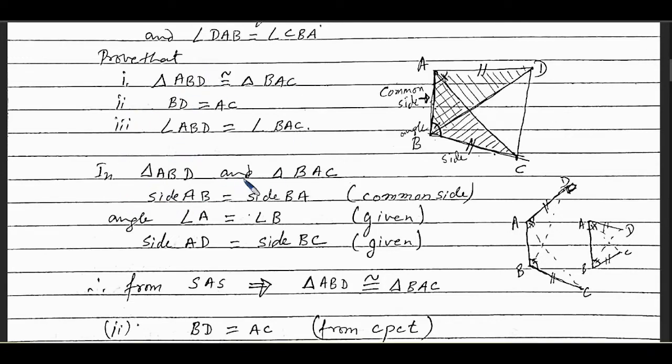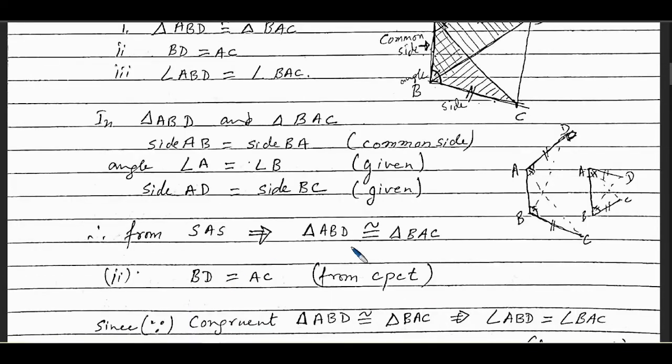So triangle ABD and triangle BAC, side AB. These two triangles both have side AB. This triangle and this triangle have a common side. And angle A is equal to angle B. So I have one side, one angle, and side AD is given, AD is equal to BC. So from side, angle, side, I can say triangle ABD is congruent to triangle BAC. From side, angle, side.